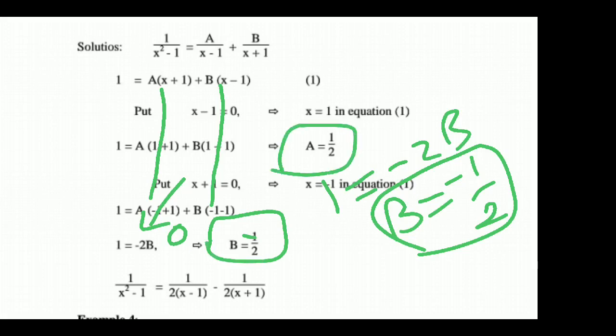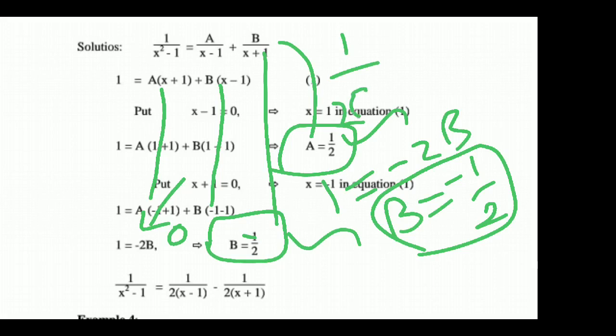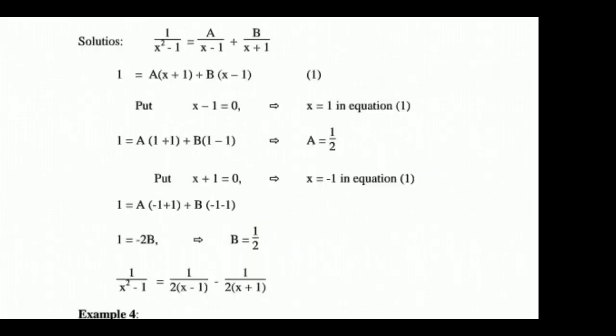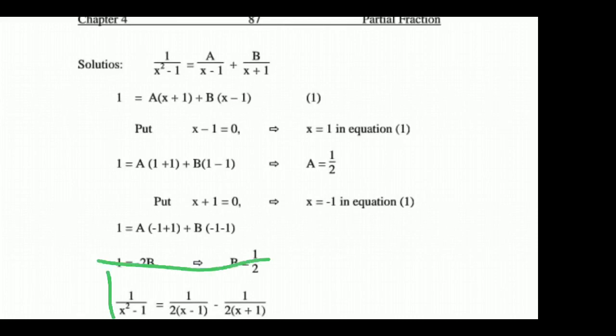Now after getting A and B values, substitute both values in this equation. What will you get? 1 by x square minus 1 on the left, which is equal to A is 1 by 2 and B is minus 1 by 2. Now clearly understand this solution, which is the final required partial fraction.